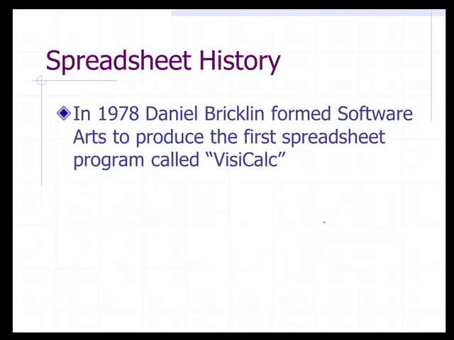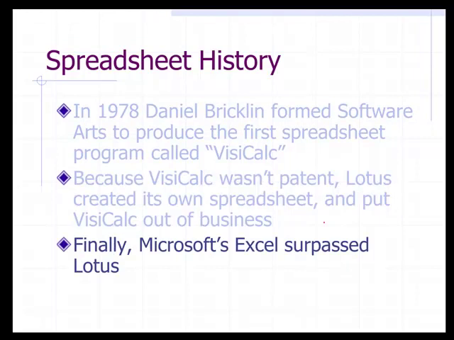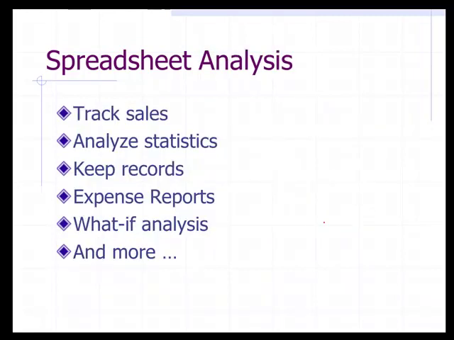In 1978, Dan Bricklin formed Software Arts to produce the first spreadsheet program called VisiCalc. Because VisiCalc wasn't patented, Lotus created its own spreadsheet and put VisiCalc out of business. And finally, Microsoft Excel surpassed Lotus. So that's why you don't hear about VisiCalc or Lotus as much, because Microsoft took both of them out. And because there's no patent on the process, anybody could create a spreadsheet program. Spreadsheets are good for tracking sales, analyzing statistics, keeping records, expense reports, what-if analysis, and much, much more.